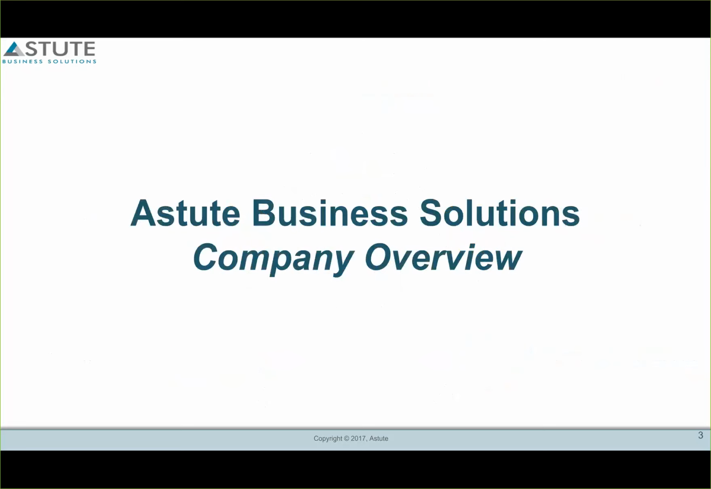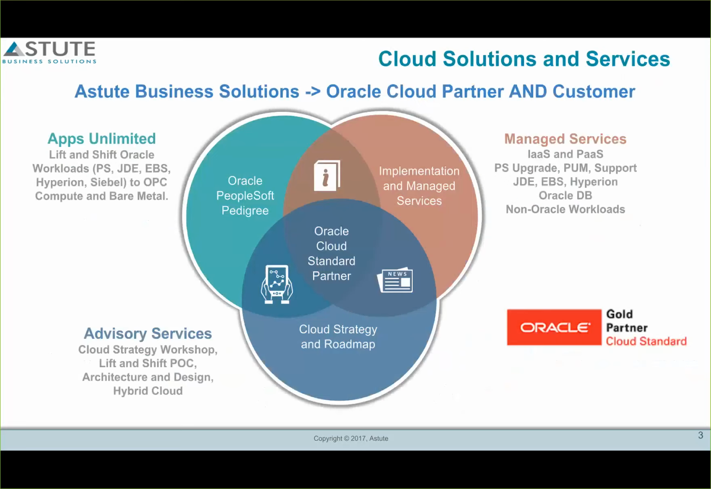So let's talk a little bit about Astute Business Solutions. We are an Oracle Cloud partner, and we are also an Oracle Cloud customer. And I'll tell you why we are also a customer. For the last 12 plus years, we've been working as an on-prem applications partner focusing on PeopleSoft, JD Edwards, EBS, and Hyperion. But in the last 2 years, we've also become an Oracle Cloud customer. Prior to that, we were running most of our workloads, Oracle Apps workloads, on Amazon Cloud Services. And last year, we evaluated Oracle Cloud and made the decision to move all of those workloads to Oracle Cloud Infrastructure. Hence, we are a customer.